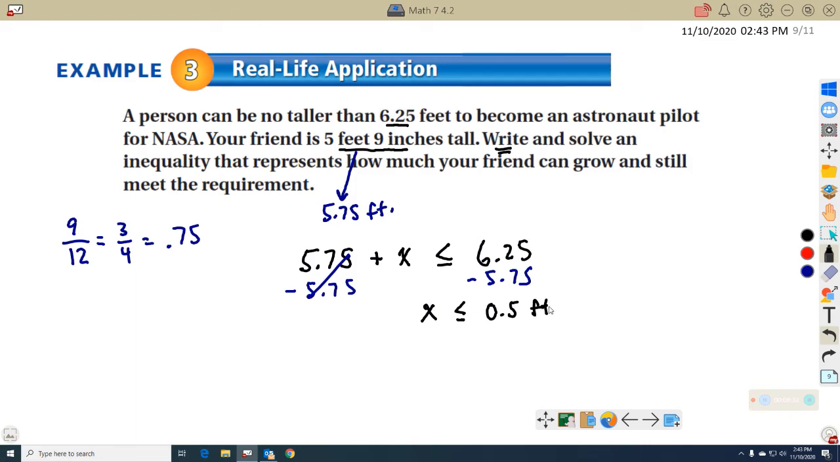In feet, right? We converted everything to feet. So your friend can only grow a half a foot and still become an astronaut. If you're too tall, you won't fit in those spacecraft. So you can only be a certain height.